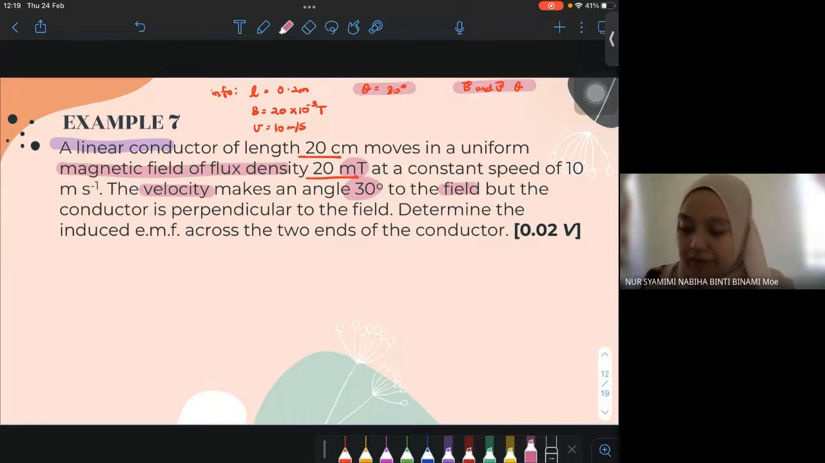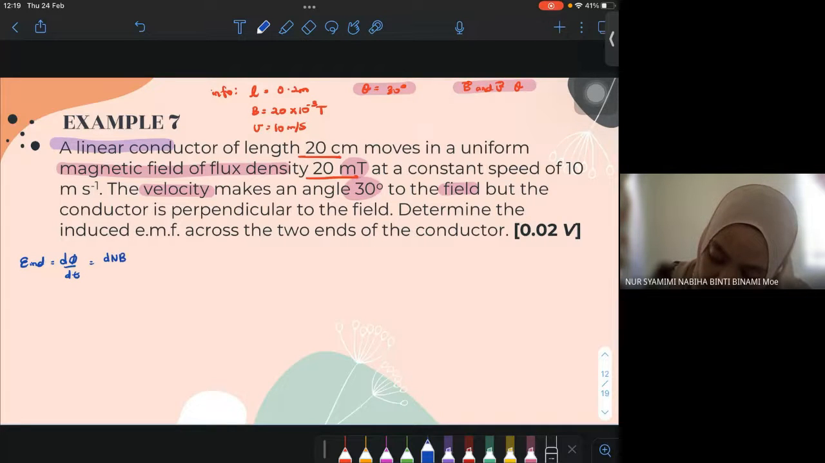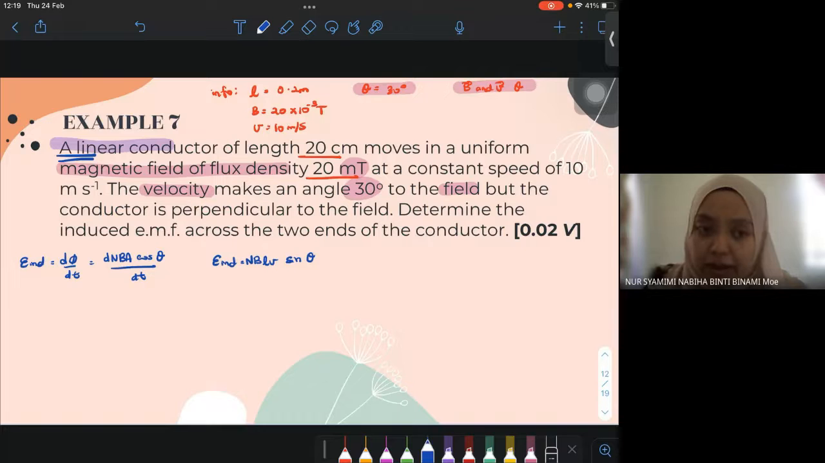So dia minta induced EMF. So we know that induced EMF is equals to d flux over dt equals to d N B A cos theta over dt. But this is the long straight wire. Kita dah derivkan dia tadi. So induced EMF untuk long straight wire is equals to B L V sin theta. Dia boleh juga letak N dekat depan, tapi dia adalah a linear conductor, so automatic N equals to 1, sebab dia kata a linear. Okay. So E induced equals to 1.